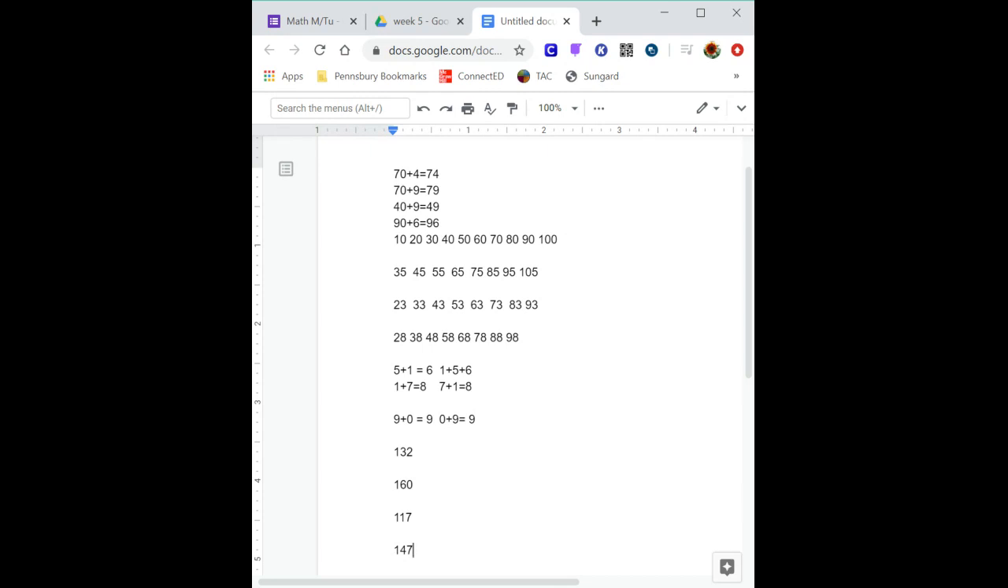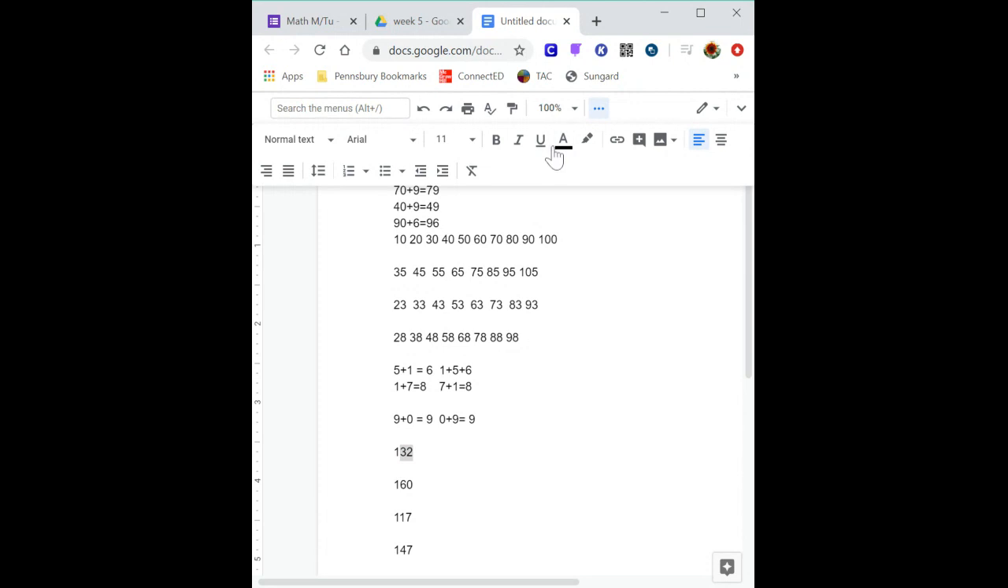These are hundreds numbers. Part of each hundreds number is underlined. Ready? Here's the part that's underlined. 132. The 32 is underlined. The whole number is 132. What's the whole number? 132. Good job.